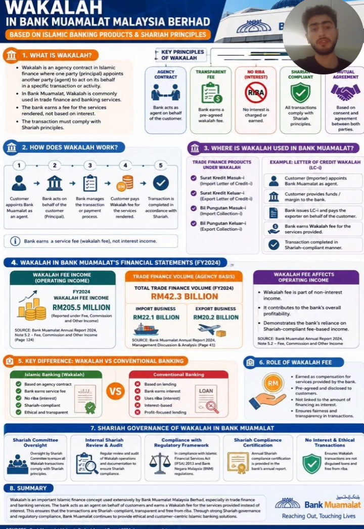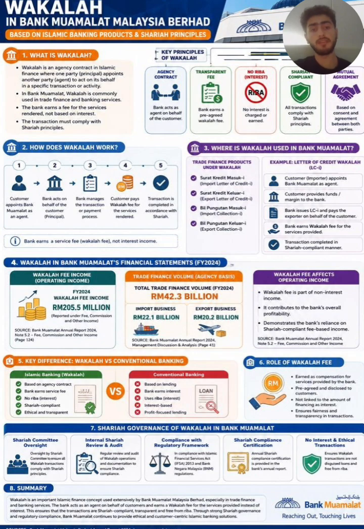An important question is, how does Bank Muamalat ensure that Wakalah transactions continue to follow Sharia principles in practice? This is where Sharia governance becomes essential. The first element is the Sharia committee. The committee supervises the bank's products and operations to ensure that all Wakalah transactions comply with Islamic principles and remain free from prohibited elements, such as riba and unethical practices.